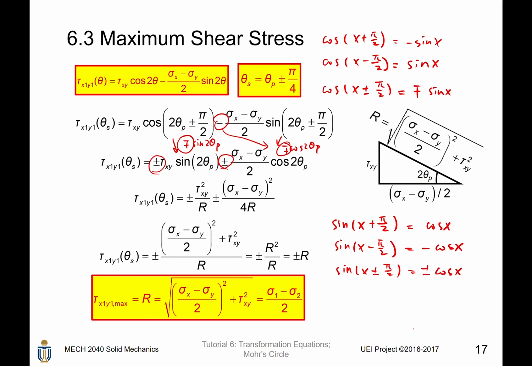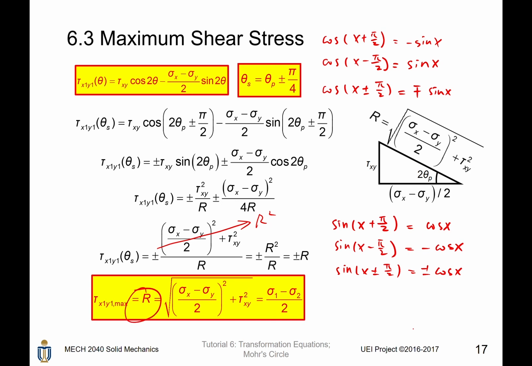So still we keep the plus minus sign here. We do the simplification by substituting sine 2θp and cosine 2θp into the expression. Also, by a similar procedure, we make r the common denominator such that we can make the numerator like this, and immediately you can find it is just r squared. Finally, you will get the result, which is plus minus r. Therefore, the maximum shear stress of a stress element is given by r.